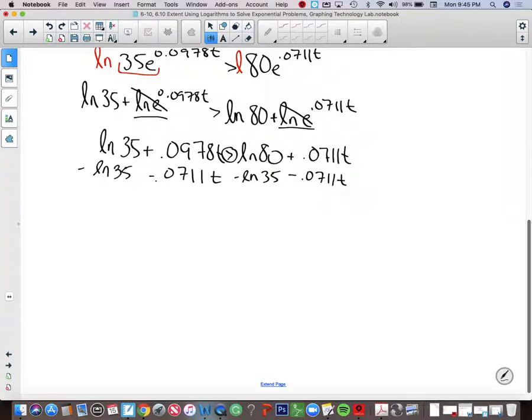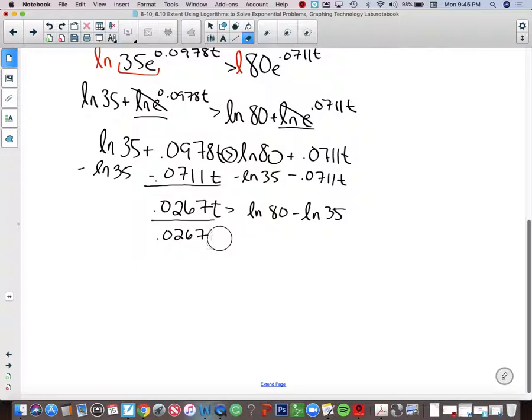So on the left, when I do these two, that'll give me a 7, that'll give me a 6, that'll give me a 2. So 0.0267t is greater than natural log of 80 minus natural log of 35, and you can leave that there until the end. I guess you could probably do it right now if you wanted to. But then we're going to divide by 0.0267t, or not t, excuse me, just the 0.0267 on both sides.